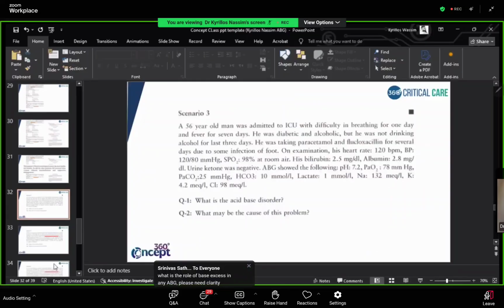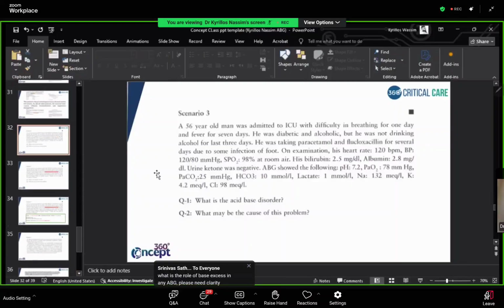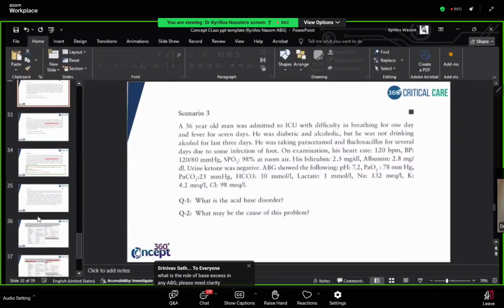Let's go to that, the last slide. Yeah, this is the last slide.